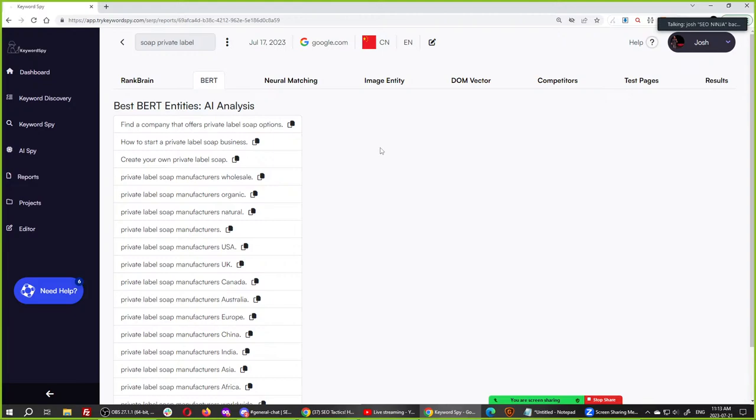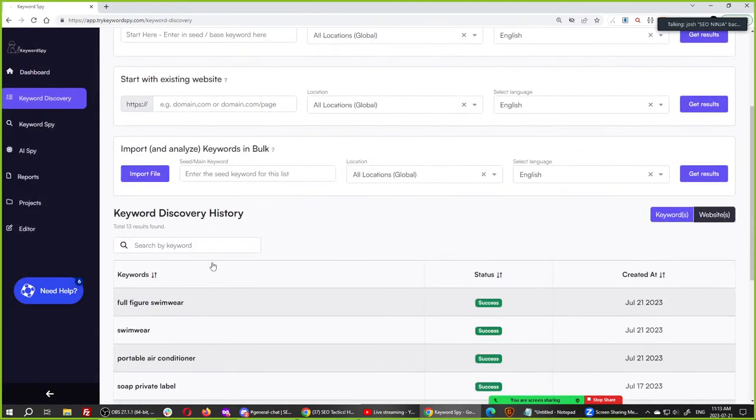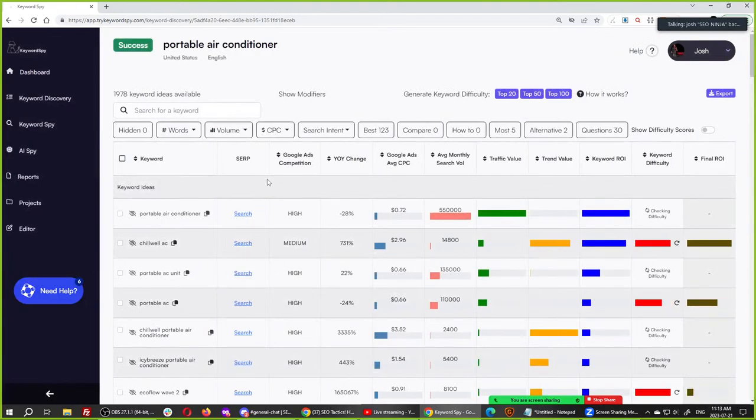That SEO still works and you should still be doing that. One page might be about finding a company that offers a private label soap option, while how to start a private label soap business is a different page. Finding a company that offers private label soap options and how to start a private label soap business are two different pages. Valid query intents for the same query, but two different pages, right? You're going to be able to find the same thing, I trust, quite possibly, with the two different kinds of keywords, like portable air conditioner and portable AC unit.